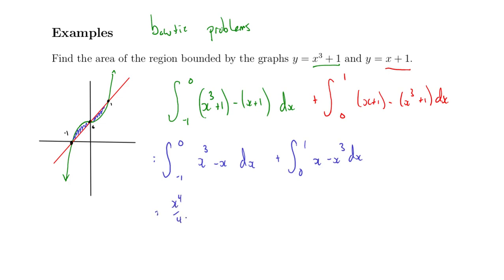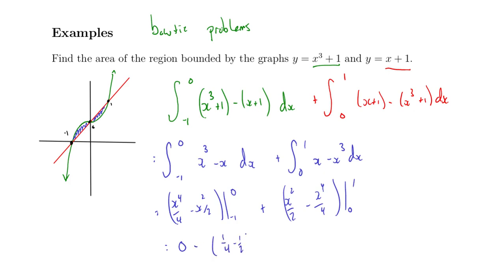x to the 4 over 4 minus x squared over 2, evaluated from negative 1 to 0, plus x squared over 2 minus x to the 4 over 4, evaluated from 0 to 1. Notice that both of these, when you evaluate them at 0, it's just 0. So we really only need to say this is 0 minus a fourth minus a half plus a half minus a fourth. So what do we get here?